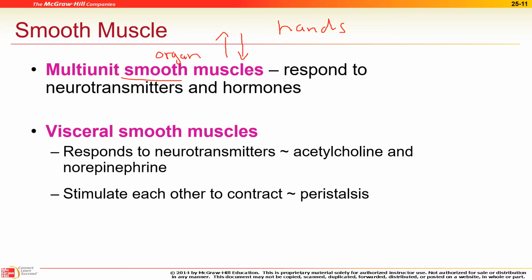So for your organs, so visceral just means the organs again. Similar, acetylcholine and norepinephrine. So you guys probably heard of epinephrine? So skeletal muscle and smooth muscle will respond to acetylcholine, but smooth muscle will only respond to norepinephrine.